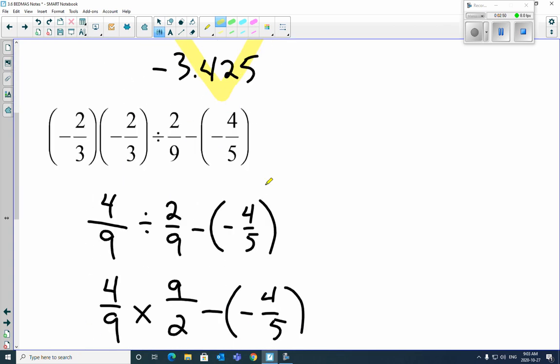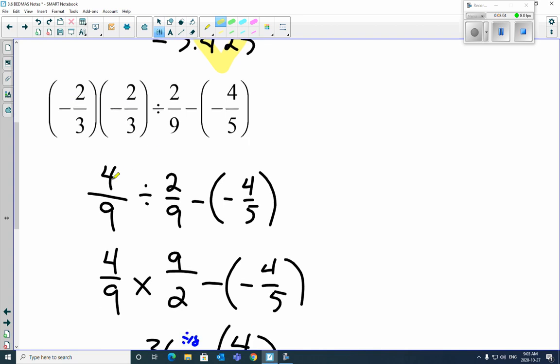Okay, now let's do the same thing with fractions. You've got to remember when we have brackets like this, it means multiplication. There's a division, there's a subtraction. Well, of course, we're going to do that subtraction last. So we work left to right. So let's do the multiplication first. Negative 2/3 times negative 2/3 is positive 4 over 9, divided by 2 over 9 minus negative 4 over 5.